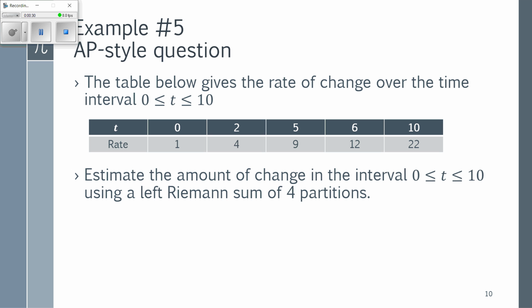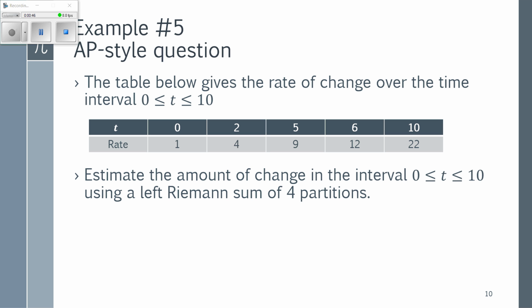And we're going to use a left Riemann sum. By doing this, they're saying they want me to use rectangles, because remember, on the AP exam, when they say Riemann sum, they mean RAM. So I want to do a left RAM of 4 partitions. So I want 4 rectangles.